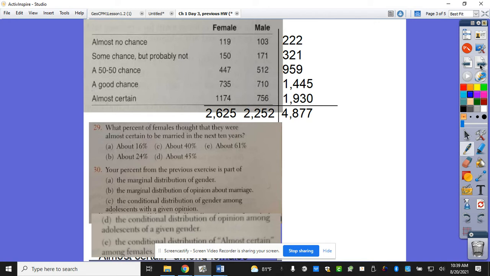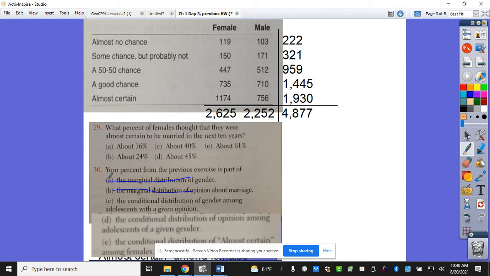Alright, so number 29, what percent of females thought they were almost certain to be married in the next 10 years? How many variables are addressed there? 2. So we know right off the bat that this one is not going to be anything with marginal because we're dealing with 2 different variables. It's called conditional distribution. So we have a given condition.